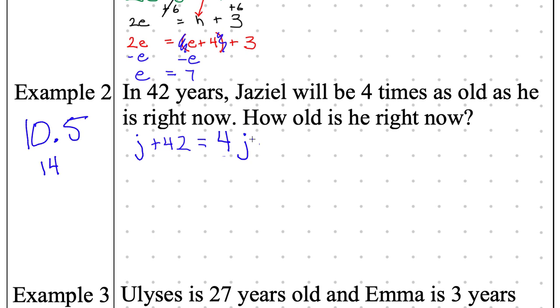Okay, so Wyatt set up the equation for us. Let's go ahead and solve. But before we solve, I should make sure we know what's going on. Haziel's age is represented by J. So in 42 years, the age plus 42, and 4 times as old as he is right now. J represents how old he is right now, so 4 times that is just 4J. If anyone has questions, now's the time. Can we solve? Yes, let's solve.